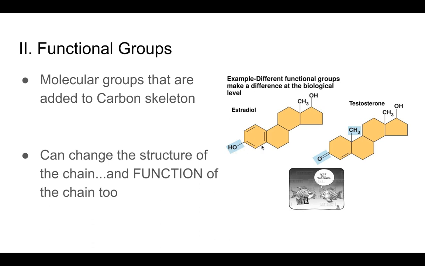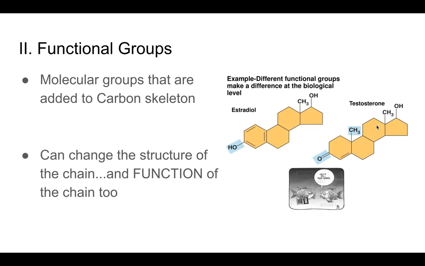So this is a great example of functional groups. These little things that are in blue, they're called functional groups. They are groups of molecules that are attached to the main carbon skeleton. And even though the majority of the molecule looks the same, the different functional groups really make these molecules two very different things. And so this one is estradiol, which is the basis for estrogen. And then this one is testosterone.